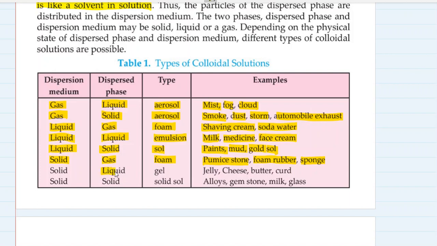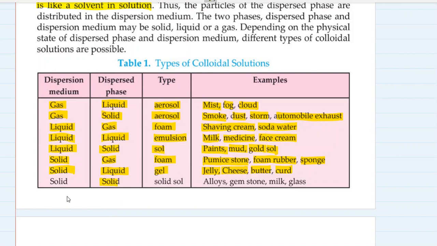When liquid dispersed phase is dispersed in solid dispersion medium, it is known as a gel. Liquid in solid. Jelly, cheese, butter, curd, these are all types of gel colloidal solution.